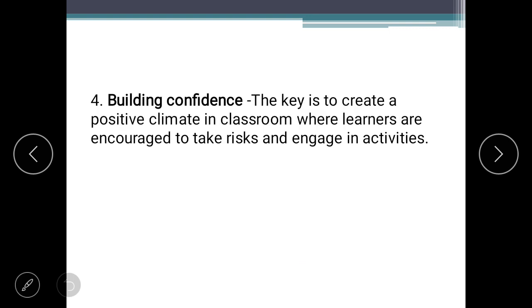Lastly, we have building confidence. Confidence is the key to creating a positive climate in the classroom, where learners are encouraged to take risks and engage in activities. So confidence would be one of the most important things a learner or a student must have in order to make a good atmosphere in a classroom.